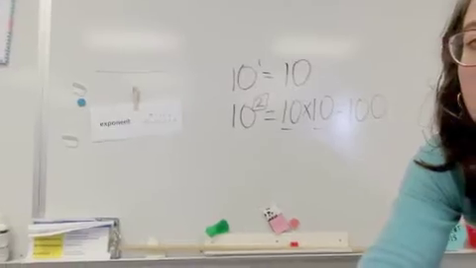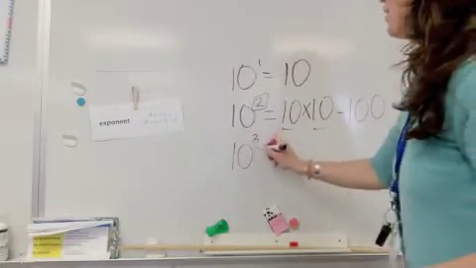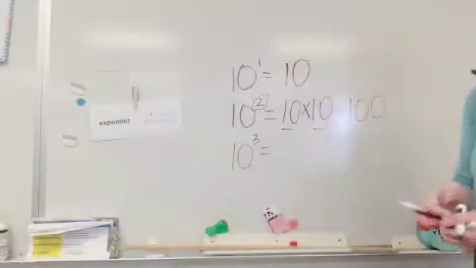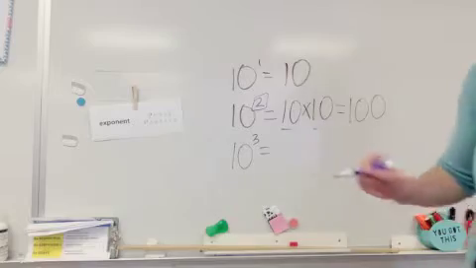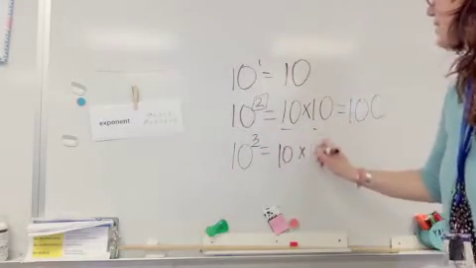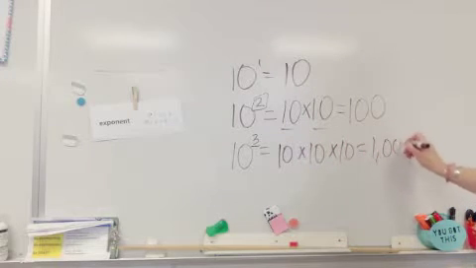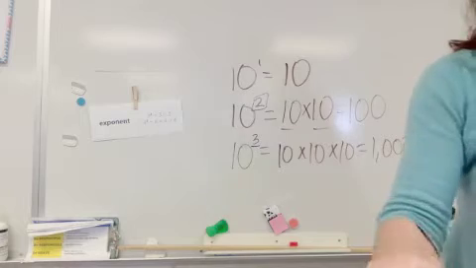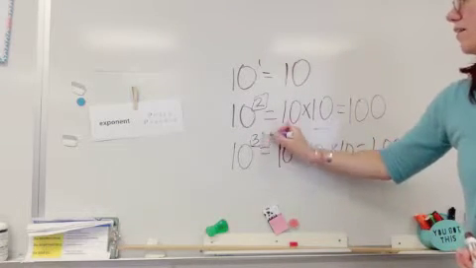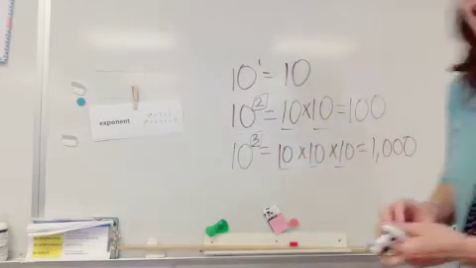All right, let's do 10 to the third power. Some of you are catching on. Go ahead and write that. Pause anytime you need to, friends, just like always. 10 to the third power. If you got 10 times 10 times 10 equals 1,000, you guessed it, right? Because this tells us how many there are. There's 1, 2, 3.